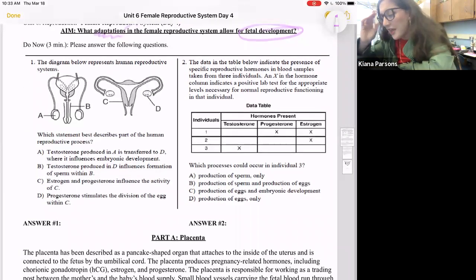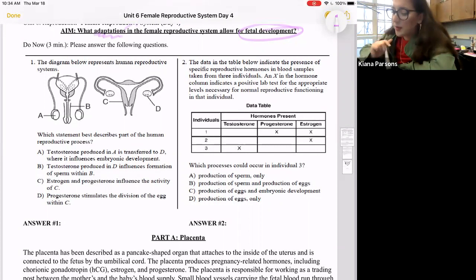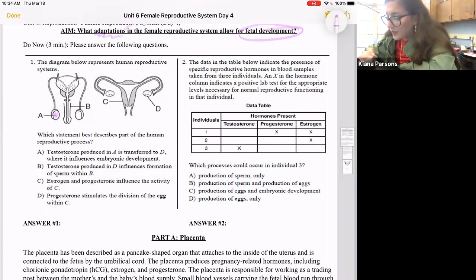Question 1. The diagram below represents human reproductive systems. Which statement best describes part of the human reproductive process? A, testosterone produced in A is transferred to D, where it influences embryonic development. So I don't think anything is being transferred from the testes to the ovaries with the exception of the sperm cell, right? It's not the testosterone that's going there. And it's not going to the ovaries, it's going to the fallopian tube, so that one's wrong.